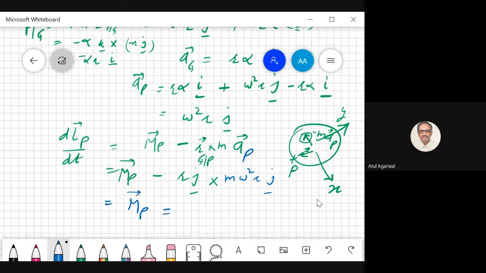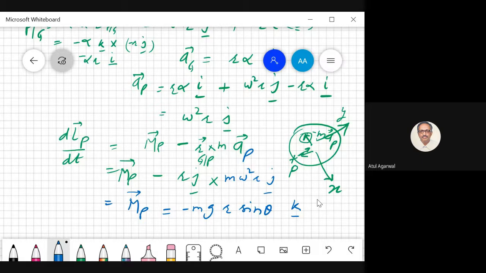What is the moment of external forces about point P? We already calculated: mgr sine theta. And this was in the clockwise direction, so you can say minus k. All right, any doubts?